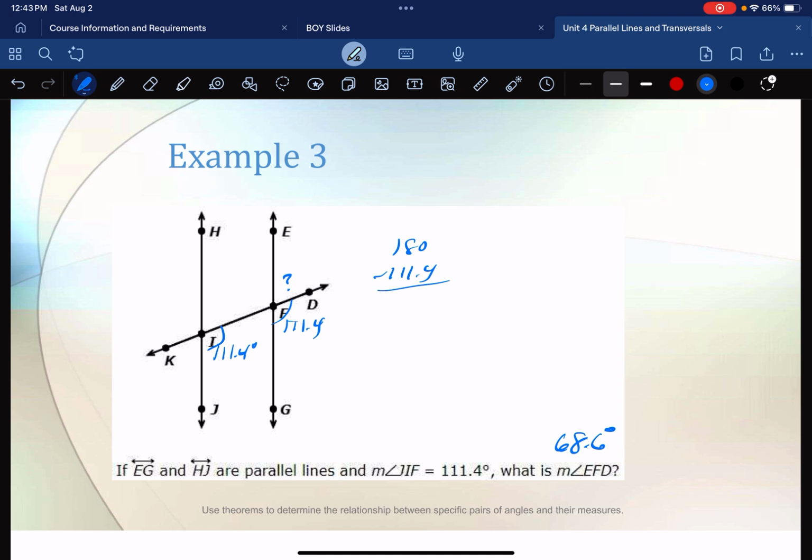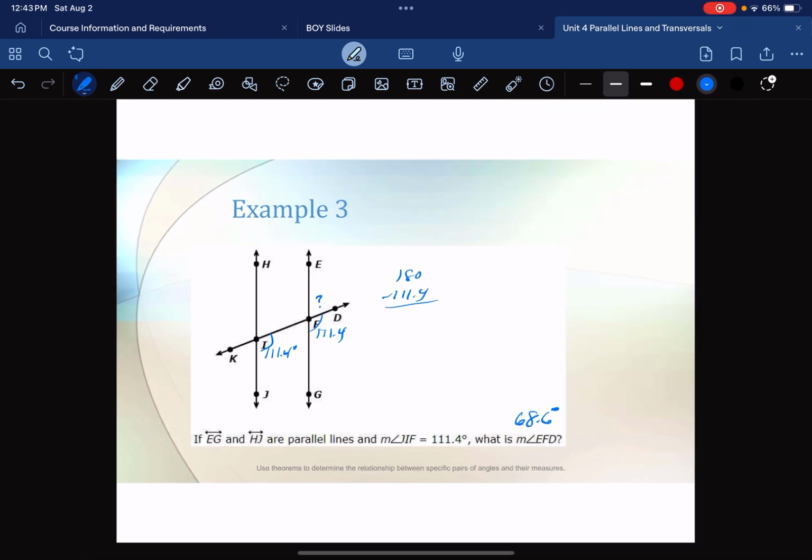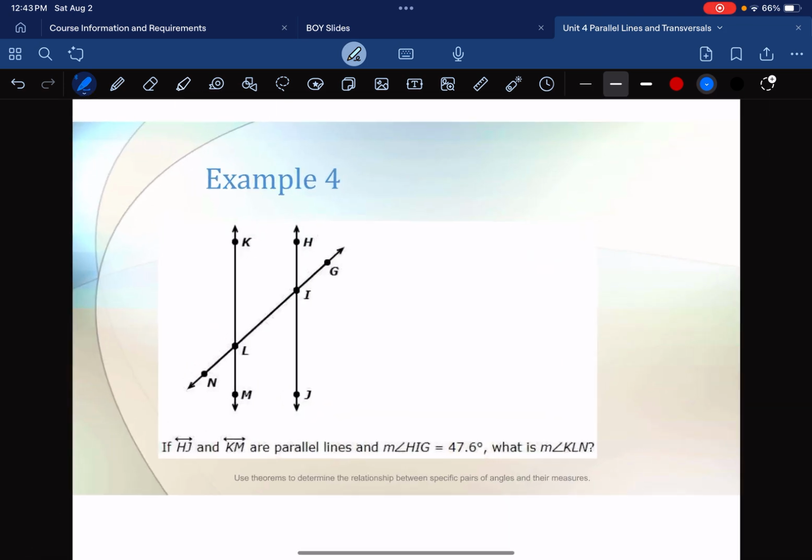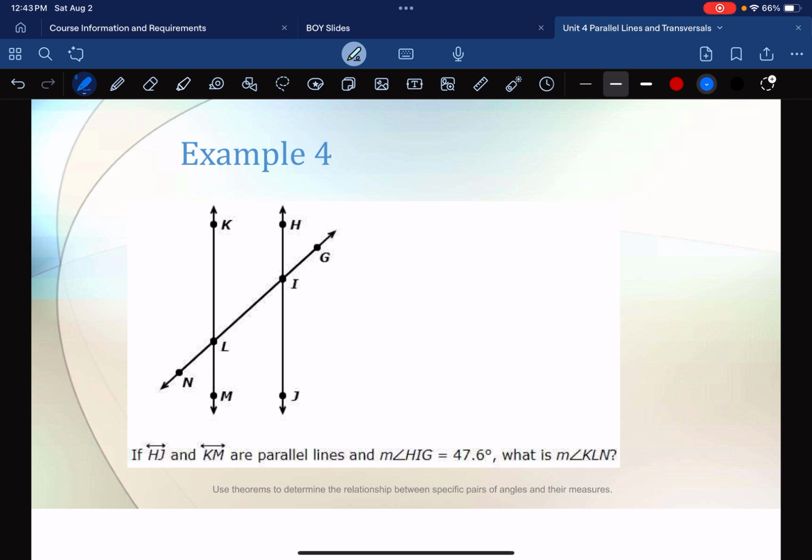Okay. So you're just asking the same question. Equal or 180? So HIG is 47.6. Right, that's this angle here. What's KLN? That's this angle here. Well, what do you think? Equal or 180? Well, that's acute. That's obtuse. They can't be equal. They got to be 180.